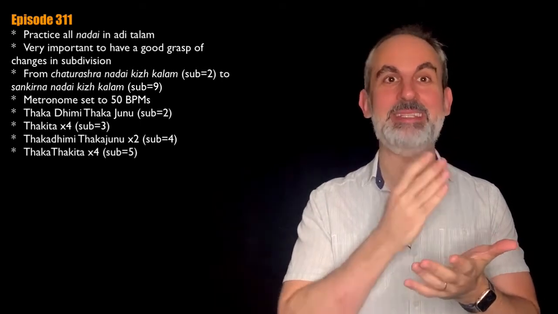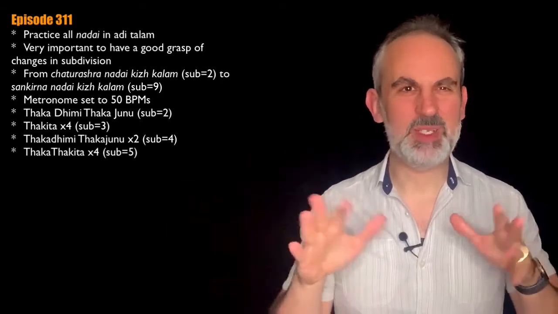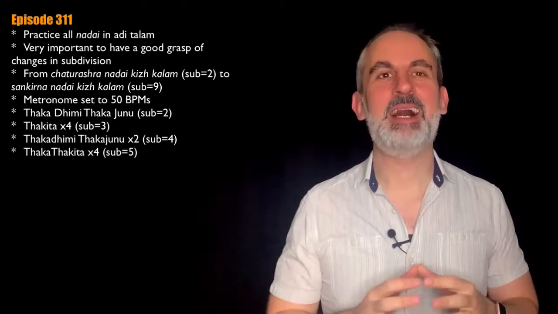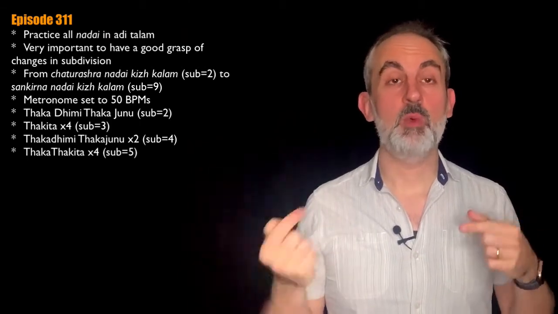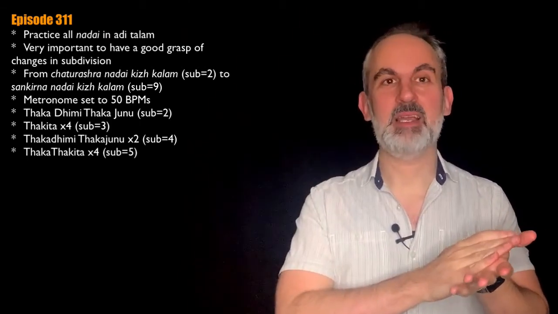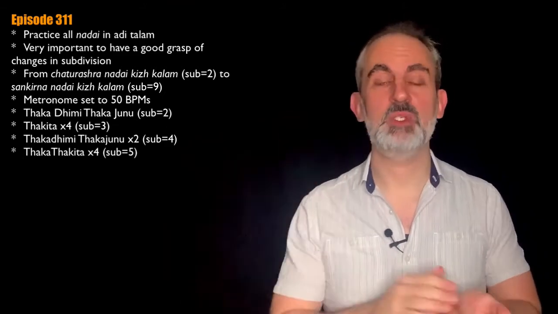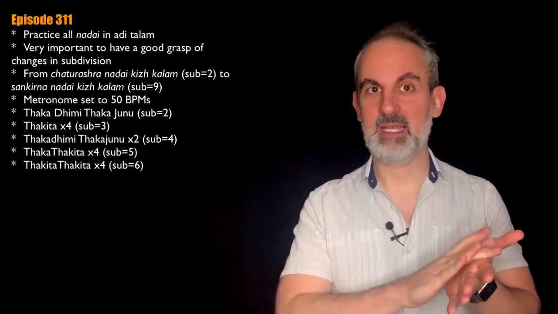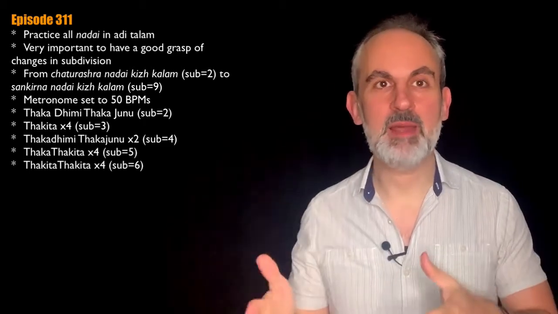And then the next time, when we reach the second half of Aditalam, we're going to go into a subdivision of 5, which is performed as taka takita, taka takita, taka takita, taka takita. I'm not always keeping the same tempo, I know that, but we'll see when we are at 50 BPM how it will all be much more coherent. Then, when we arrive at the next cycle of Aditalam, we go to the subdivision of 6, which is takita, takita, takita, takita, takita, takita, takita, takita. So every time we are performing that subdivision 4 times.